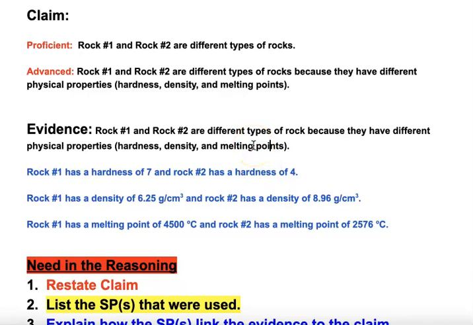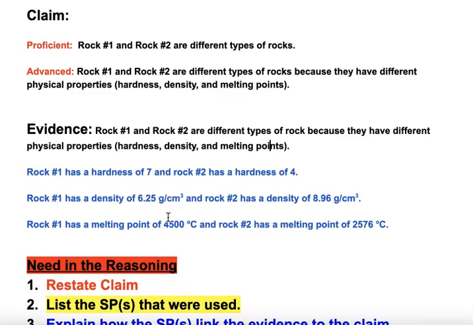So I'm going to put evidence that would support my claim. Rock 1 has a hardness of 7, rock 2 has a hardness of 4. So that shows that they're different. Rock 1 has a density of 6.25 grams per cubic centimeter. Rock 2 has a density of 8.96 grams per cubic centimeter. Then rock 1 has a melting point of 4,500 degrees Celsius, and rock 2 has a melting point of 2,576 degrees Celsius.